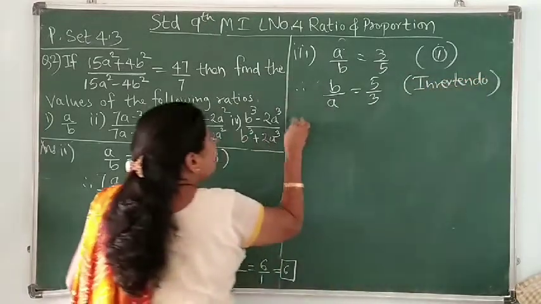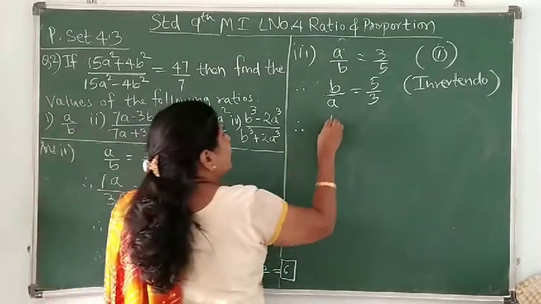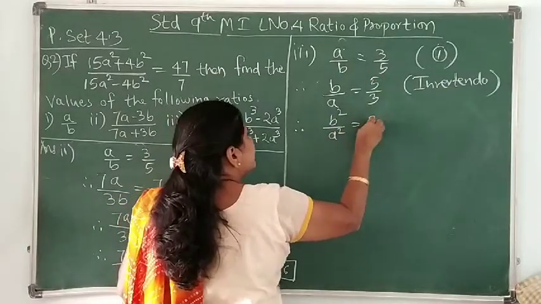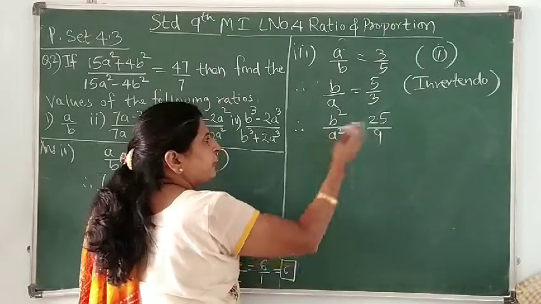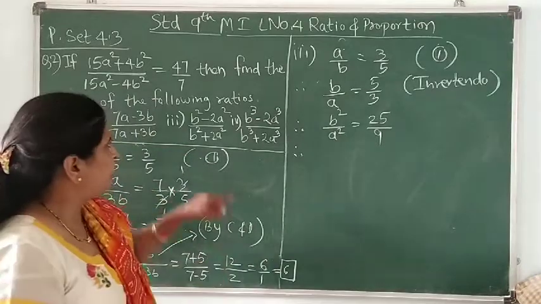Okay. Now watch it here, it is square. So let's do the square of both sides. So b square upon a square is equal to 5 square, which is 25, upon 3 square, which is 9. We have done squares of both sides. Either you can write it in a bracket or you can leave it.